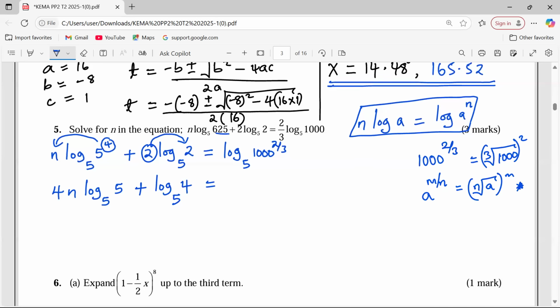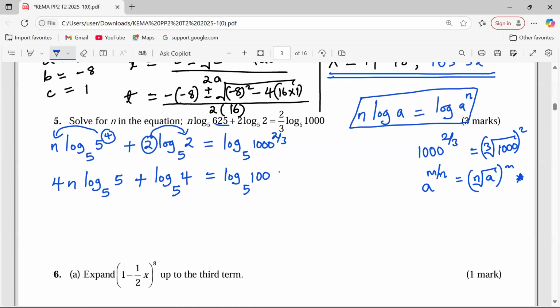So the third root of 1,000 is 10. Then now I square 10. You see, I'm getting 100. Therefore, I'll be having the log to base 5 of 100. That part has been sorted now that way.